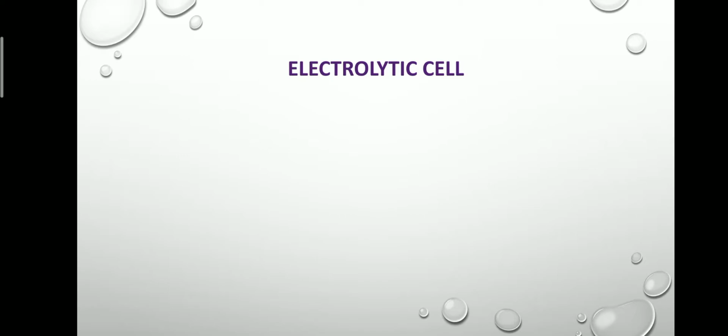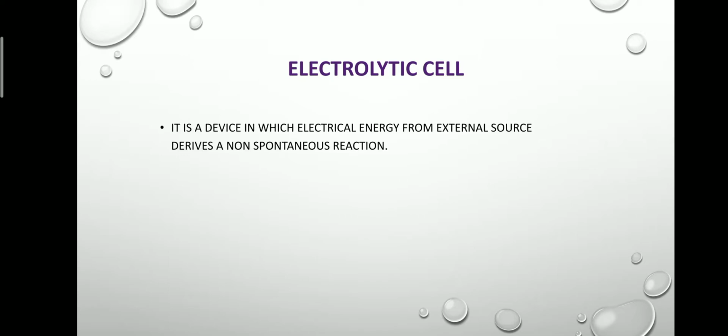First, let's see what is an electrolytic cell. An electrolytic cell is a device which converts electrical energy into chemical energy. So it takes electrical energy from the external source, and this reaction is a non-spontaneous reaction. So basically it converts electrical energy into a chemical reaction. To undergo a chemical reaction, we are supplying electrical energy. So that is your electrolytic cell.